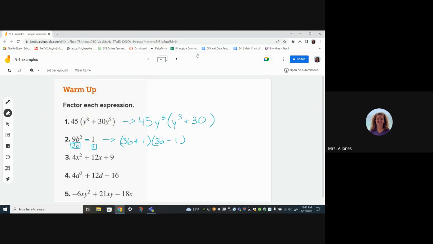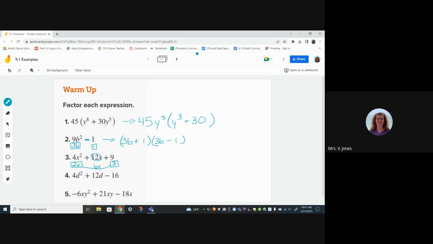On number 3, GCF, there's no GCF, but we do notice that the first term is a perfect square. Its square root is 2x. The last term is a perfect square. Its square root is 3. Now, in order for this to work, when we multiply these two, we have to get half of the middle. So half of the middle, half of 12, is 6. And when you multiply 2x times 3, you get 6x.